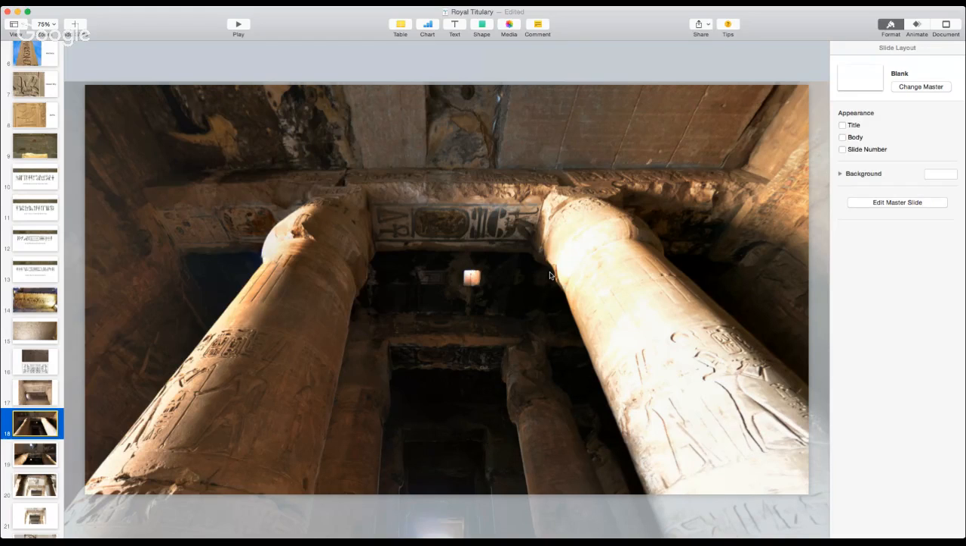Yes, throne name, exactly. Excellent. So we have Nesu-bit, and then we have Neb Tawy. So this will be the throne name.